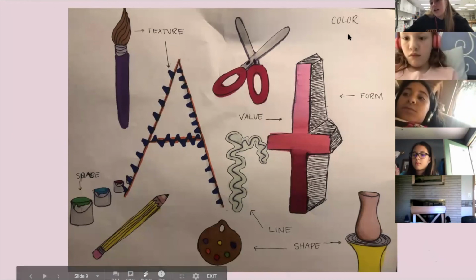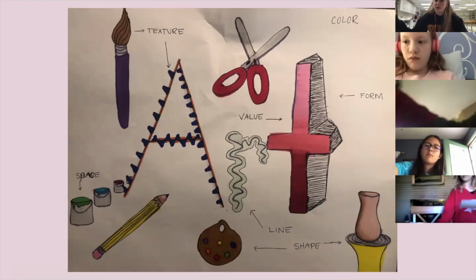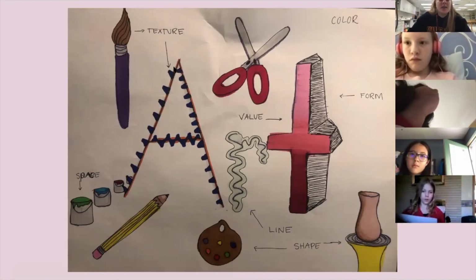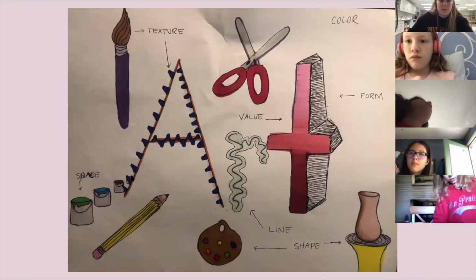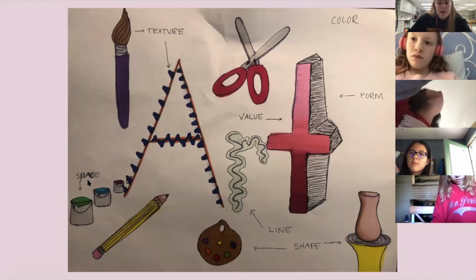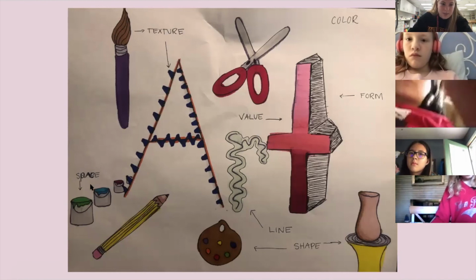Color is easy because color is going to be there when you color it. But if you want to use like only primary or only secondary, you could do something like that. Let's see, texture. I tried to add a little bit of texture in my paintbrush to show that it was kind of like that hairy material. And then I added spikes to my A to make the texture look pointy and spiky. Down here, I spelled space wrong, which is kind of funny, but space is here. I wrote shape instead, but it's space.